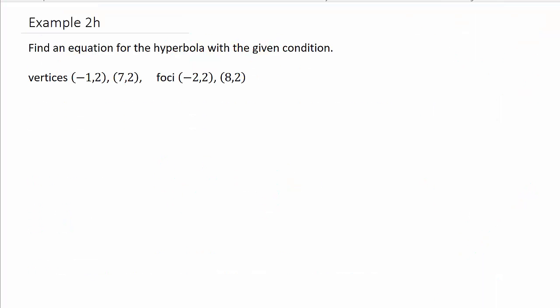Alright, so let's see what we've got with this example. It says find an equation for the hyperbola with vertices negative 1, 2 and 7, 2 and foci negative 2, 2 and 8, 2. Alright, so let's just sketch out what we have. We've got 1, 2, 3, 4, 5, 6, 7, 8, and then we go 1, 2. Alright, so let's plot this.